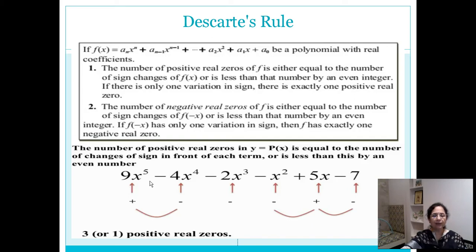If we replace x by negative x, the sign of this term will become minus. This will remain minus. This will become positive. So minus minus plus, again minus minus minus. So there are two sign changes. As this is minus, this remains minus, this becomes plus. So one sign change here, and the remaining 3 terms are all negative. So the second sign change is between these two when we replace x by minus x. So it appears a maximum of 2 negative real roots are possible.